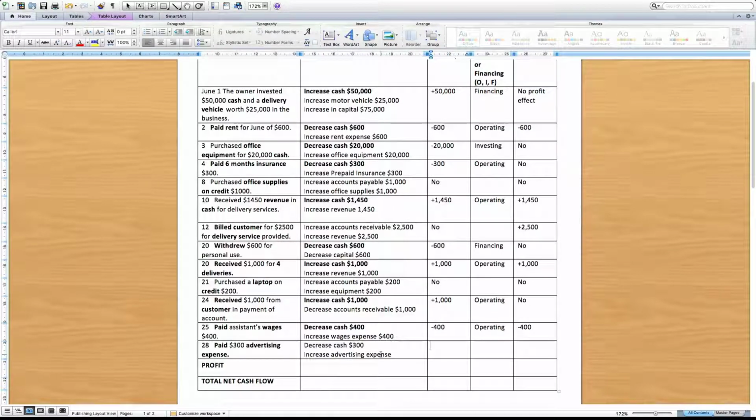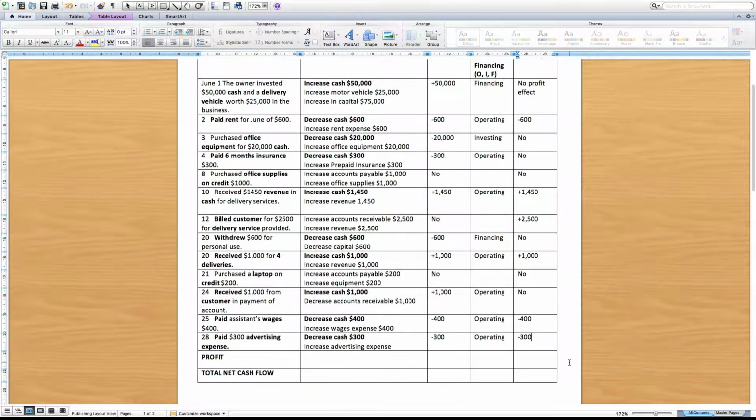The cash flow, again, look for the item that's actually got cash in it. Decrease cash, so we minus cash, $300. Classify, look to your second item. Increase advertising expense. So the expense, as we know, is associated with operating activities. And our effect on profit, well, again, we're dealing with an expense here. Expenses pull our profits down. So we'll have an effect of minus $300.